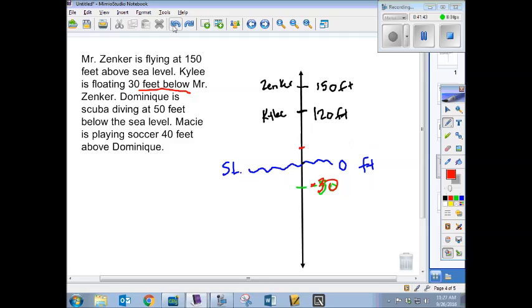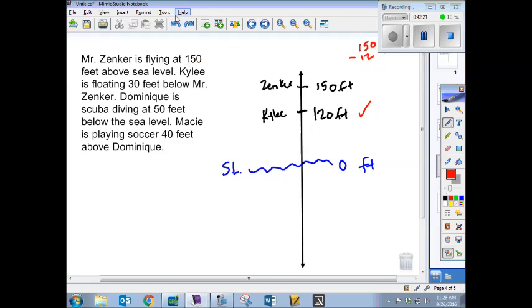Now, who wants to help me explain how Myra figured this out? Because she was right on. Great job, Myra. That was exactly where Kylie is. She's floating at 120 feet above sea level. How in the world do we know that, though, Edie? You have to subtract. Yeah, exactly. You have to do 150 minus 120. And the reason you do that is because we know that if Mr. Zenker's up there in an airplane at 150 feet and she is 30 feet below him, that's where we just subtract 30. You guys understand that? We all got that? Okay. All right, so let's move on.